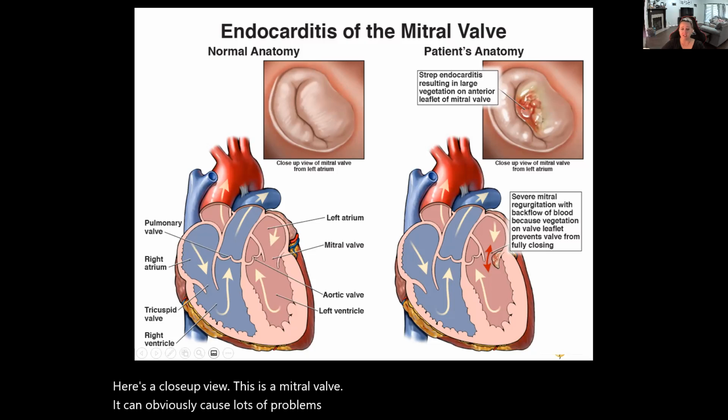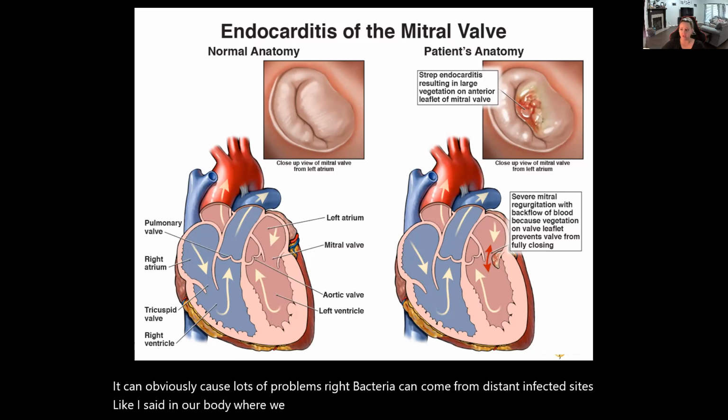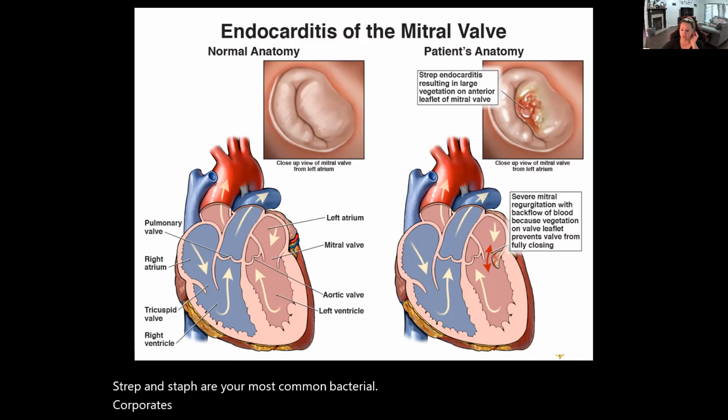Bacteria can come from distant infected sites, like I said, anywhere in our body where we have any kind of infection. It could be like a UTI. Strep and staph are the most common bacterial culprits in this endocarditis. And again, invasive dental procedures as well.